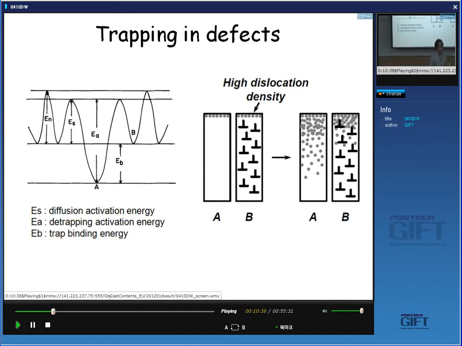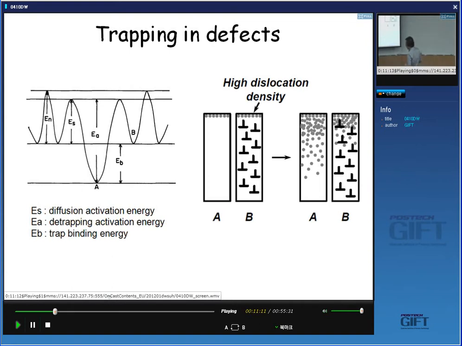For the diffusion of the hydrogen, because the interaction energy between the hydrogen and the dislocation is quite strong, they want to exist together. So when the hydrogen is diffused into the dislocation, it is very difficult for hydrogen to diffuse out from its atmosphere because the interaction energy between them is quite strong.